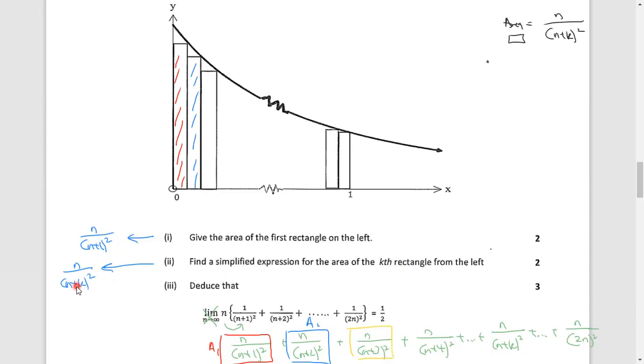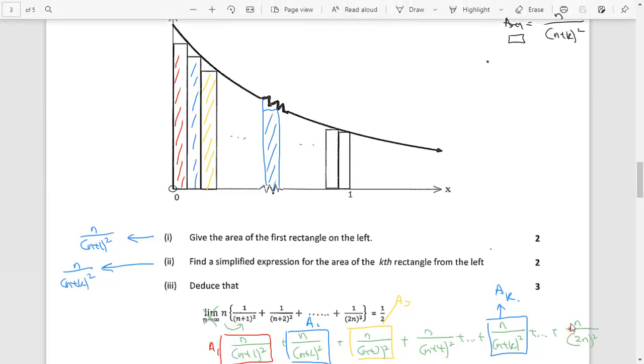Here, n over n plus 3 all squared is going to be rectangle 3. N over n plus 4 all squared is going to be rectangle 4, which is not drawn there. N over n plus k all squared is going to be the kth rectangle, which is somewhere in the middle. And so you will probably guess that this is the last rectangle, of which you have n rectangles.